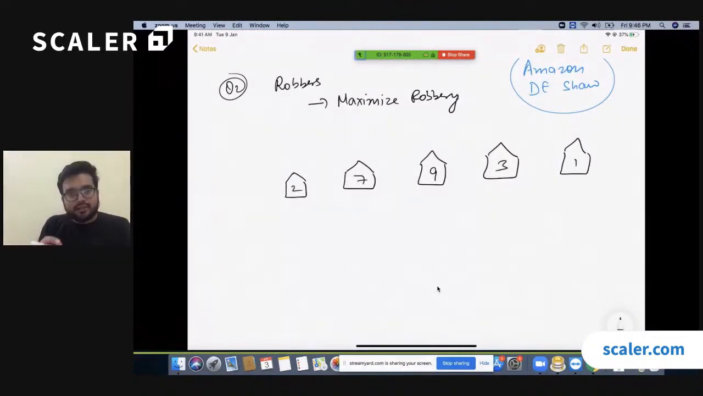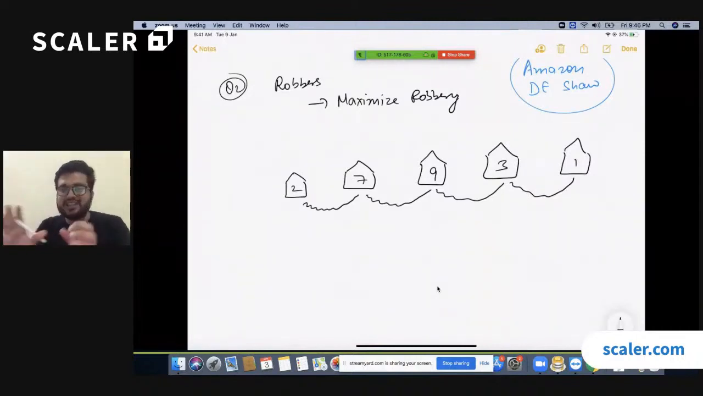But now, to make the problem interesting, let's add a constraint. The constraint is as follows: every 2 adjacent houses on the street are connected by an alarm. So you see an alarm between the first and the second house, between the second and the third house, between the third and the fourth house, the fourth and the fifth house. So there are alarms placed between every 2 adjacent houses. What does that alarm do? That alarm simply rings if any one of these 2 houses is being robbed.